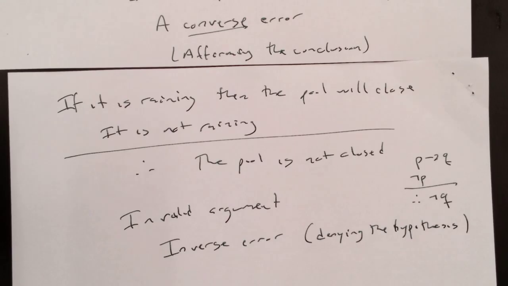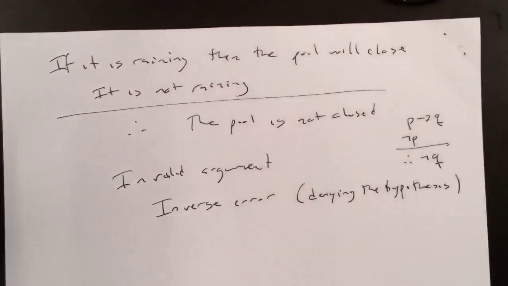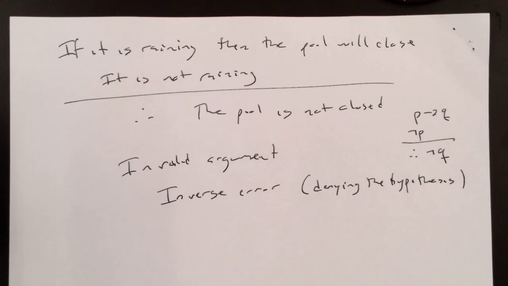I mean, the pool could be closed because they needed to change the chlorine in the water, or they needed to paint, or something's being done with the concrete rim around the pool. I have no idea, but the pool could be closed for some other reason. The original statement is not equivalent to its converse or its inverse. So if we do that sort of logical switcheroo, we messed up.